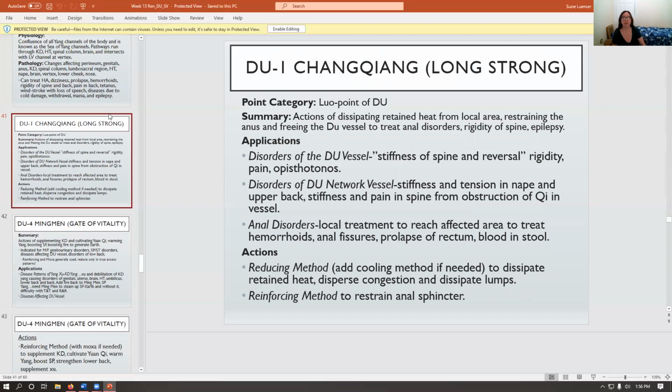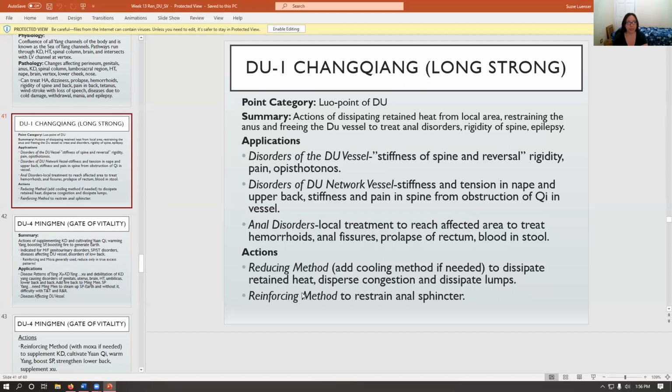The function of these points very often is related to the location, as we will see, starting with Du1. So Du1 is the low point of the Du channel. It helps dissipate retained heat, restrains the anus, opens up the Du vessel, and can also treat rigidity of the spine and epilepsy.